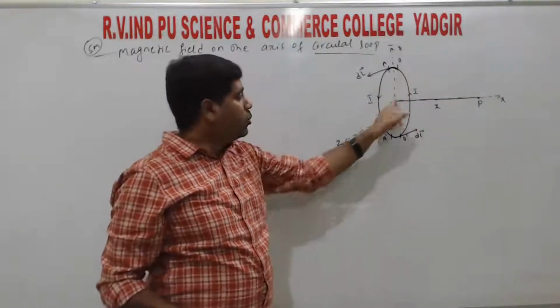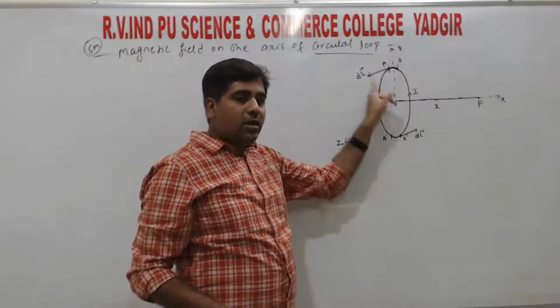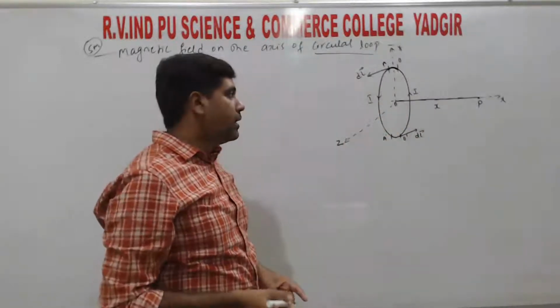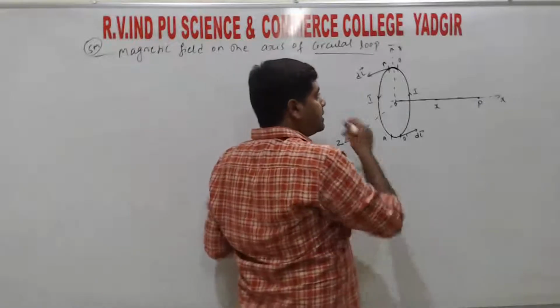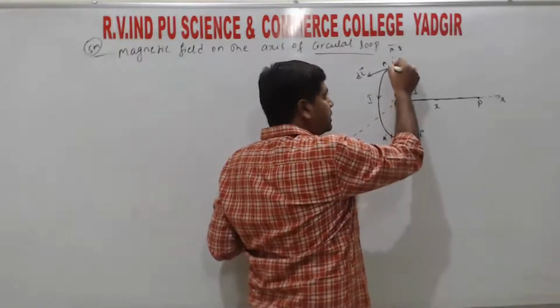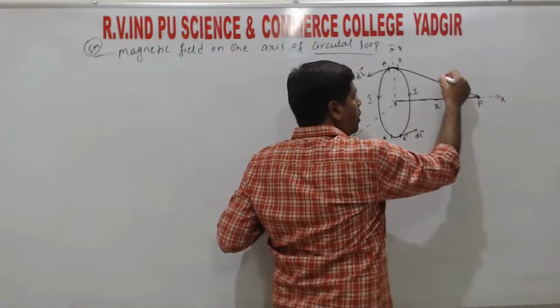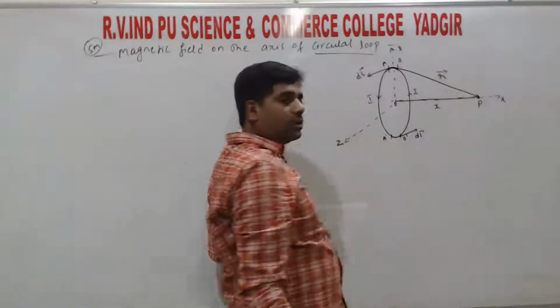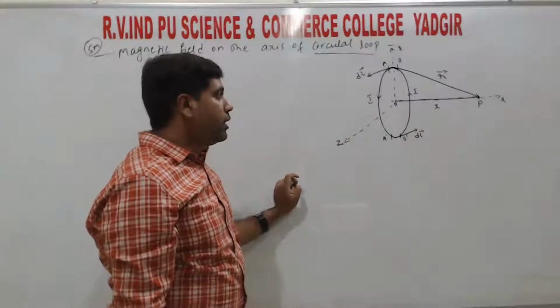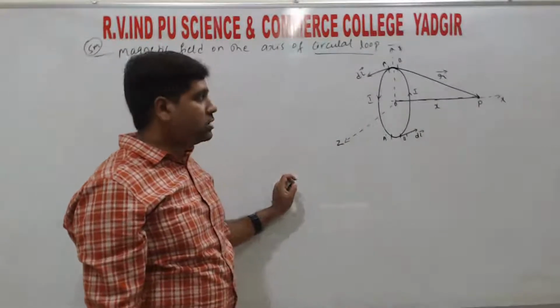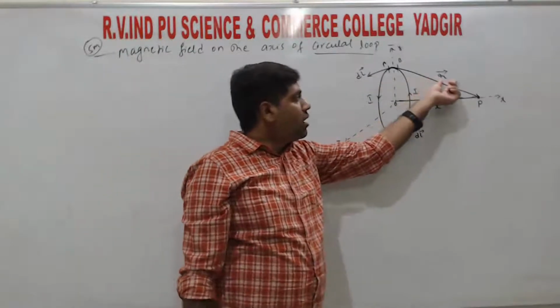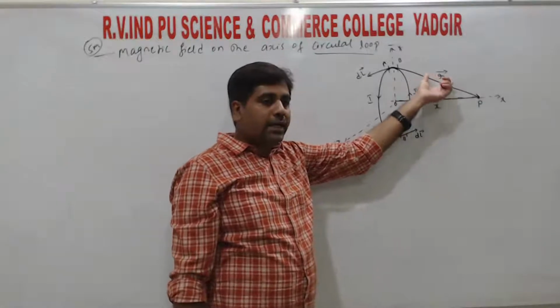So here, since the current is opposite, dl will also be opposite, right? So next, considering vector r. Since these are vectors, we need to be careful, right? In Biot-Savart's law, dl and r are perpendicular to each other, right?